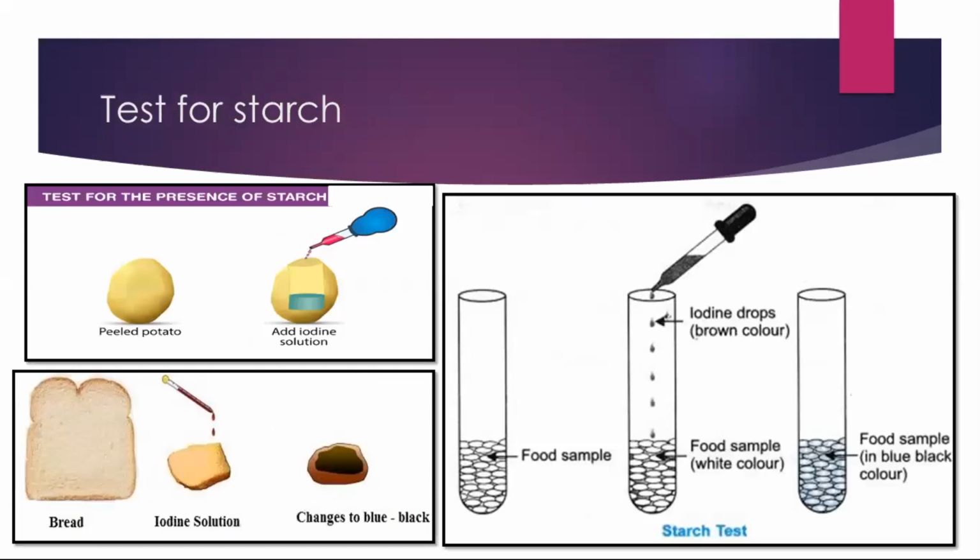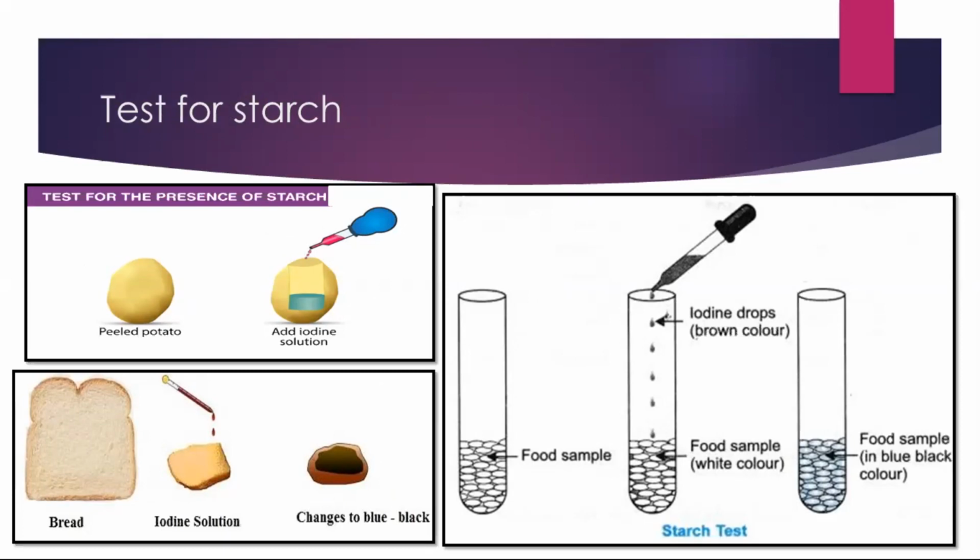Now children, if you want to know whether starch is present in a food item, then we have to take a test for starch. So now we are going to take two food samples, the first one is potato and the second one is bread. We are going to perform this experiment using these two food samples, and let us check whether starch is present in them.